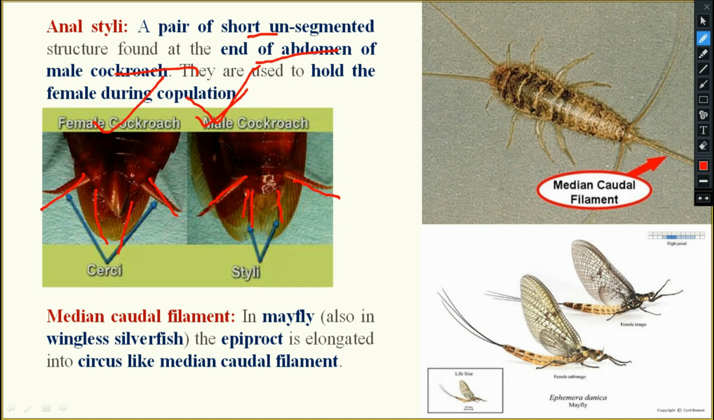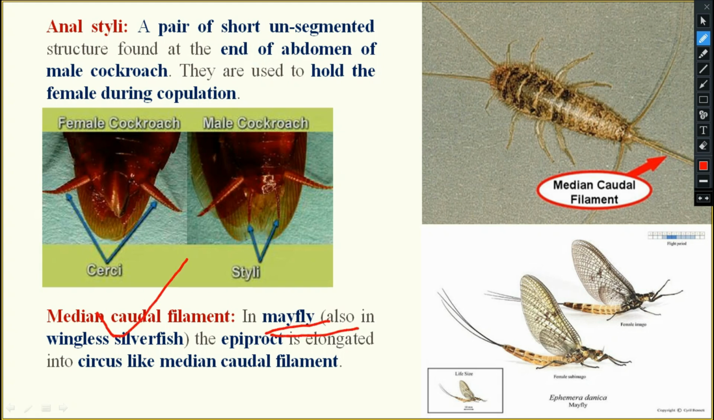Anal styli present in which insect? Cockroach. That too, male, try to remember. Not only cockroach, male cockroach. One more structure, median caudal filament.